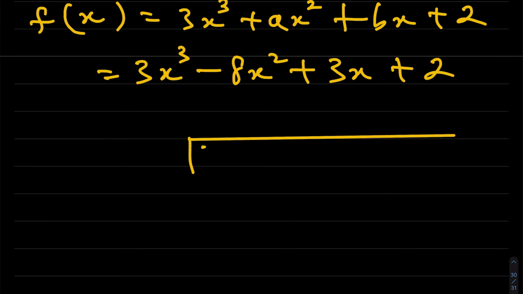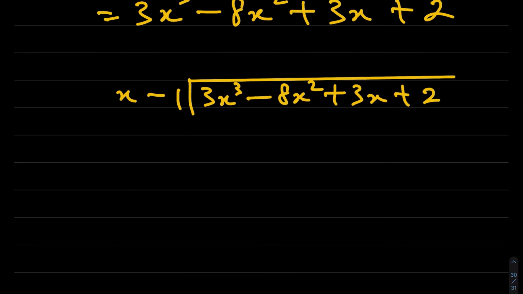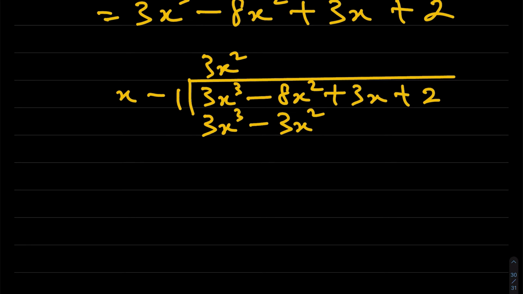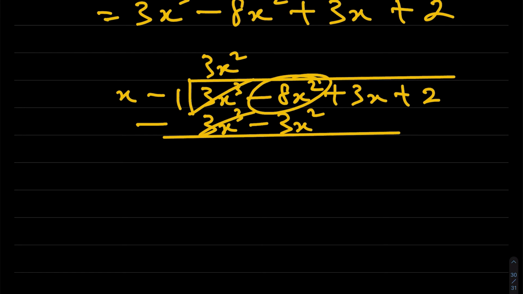So let's do that. 3x cubed minus 8x squared plus 3x plus 2 divided by x minus 1. 3x cubed divided by x, that's 3x squared. Now we multiply the whole of this by 3x squared, and that gives us 3x cubed minus 3x squared. What happens when we subtract? 3x cubed minus 3x cubed is 0. Minus 8x squared minus minus 3x squared is minus 8x squared plus 3x squared, and that's minus 5x squared. We bring down the next term, which is 3x.